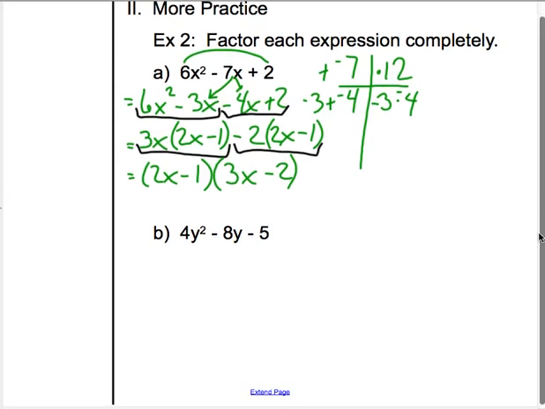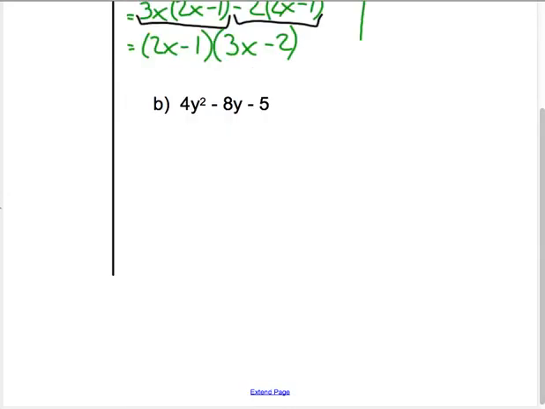Last example, if you feel like you need additional explanation. So again, multiply your first term by your last term, the AC. So 4 times negative 5 gives me a negative 20. And we're adding to our second term, which is negative 8.